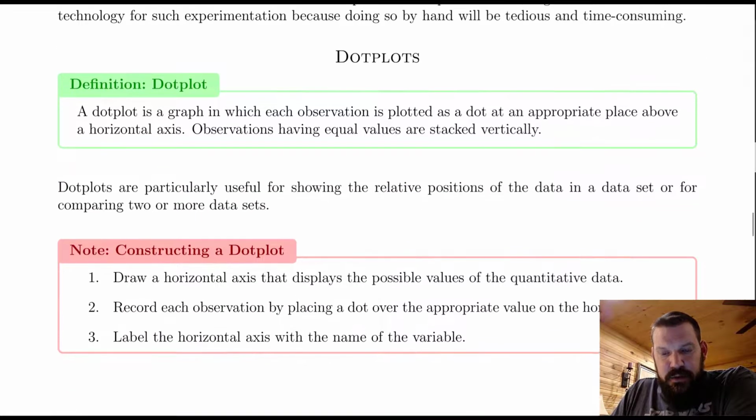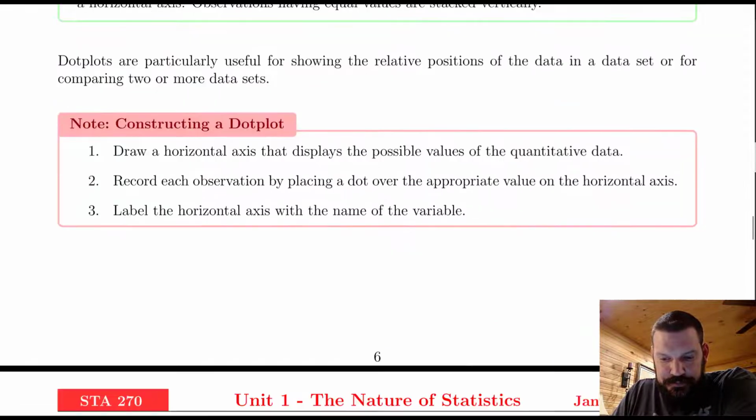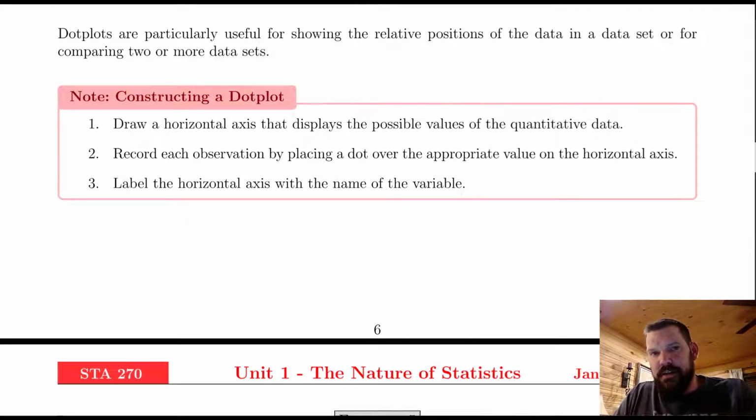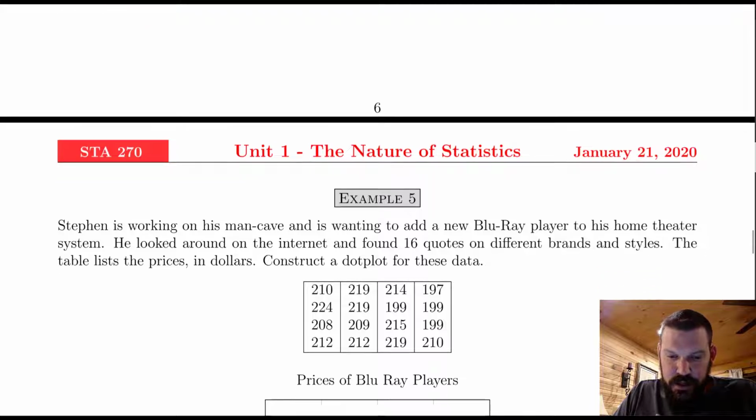All right, the next thing we want to look at are dot plots. They're pretty straightforward as well. You're really just going to have to worry about tallying up the values and then putting a dot representative of each individual value.